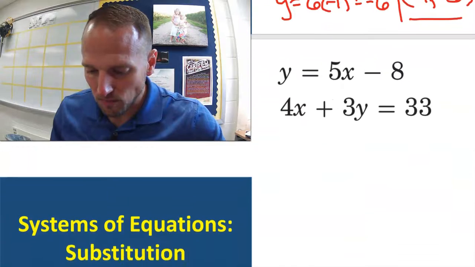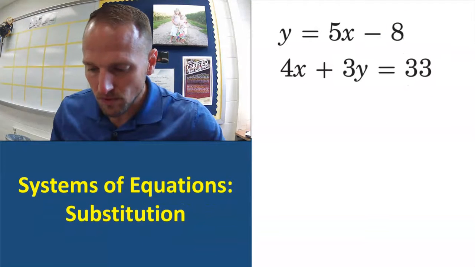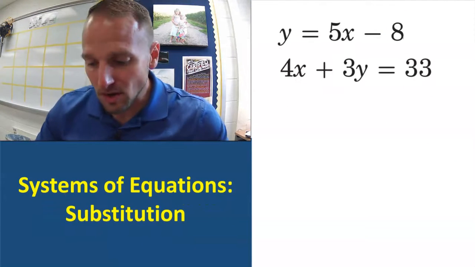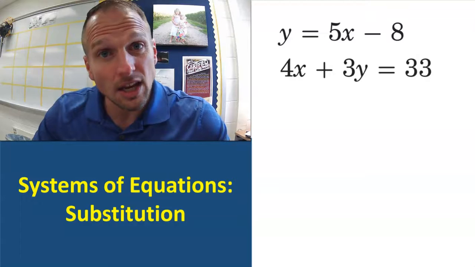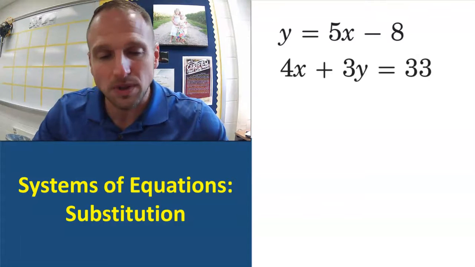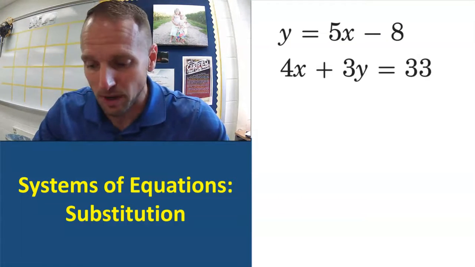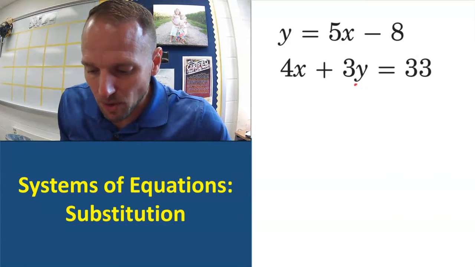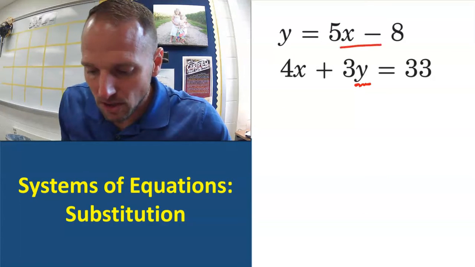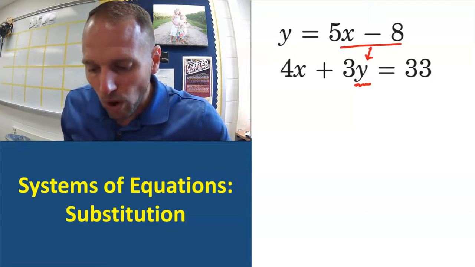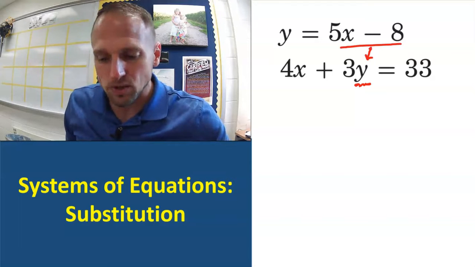Let's do another one. Okay, so this time, again, there's 2 letters in each one of these equations, 2 variables, but the top equation tells me that y is the same thing as 5x minus 8. So what I'm going to do is I'm going to rewrite this bottom equation, but instead of putting a y in it, I'm going to write 5x minus 8.